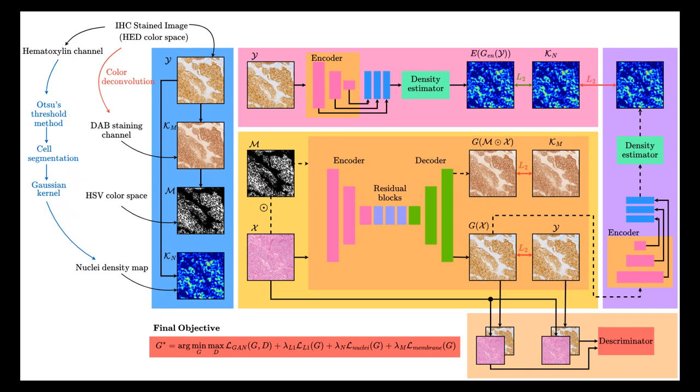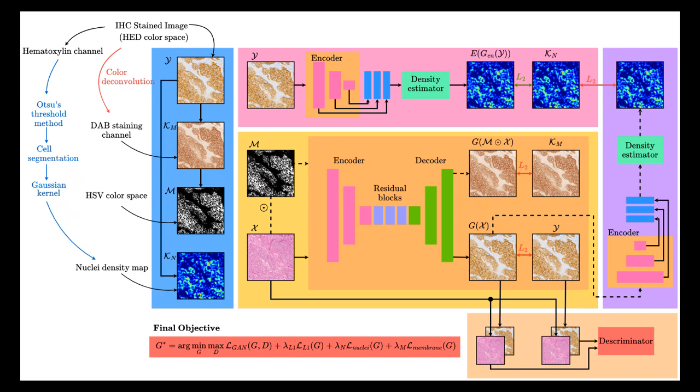H&E to IHC virtual staining looks like a standard image-to-image translation problem, but for HER2 scoring, it is really not. In clinical practice, HER2 assessment depends on two very specific factors: how many carcinoma cells are present, reflected by nuclear distribution, and how strongly the cell membranes are stained, reflected by DAB intensity. If either of these is wrong, the image may look realistic but becomes clinically useless.